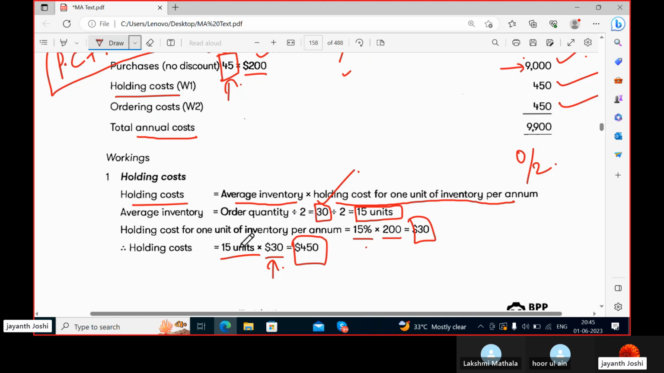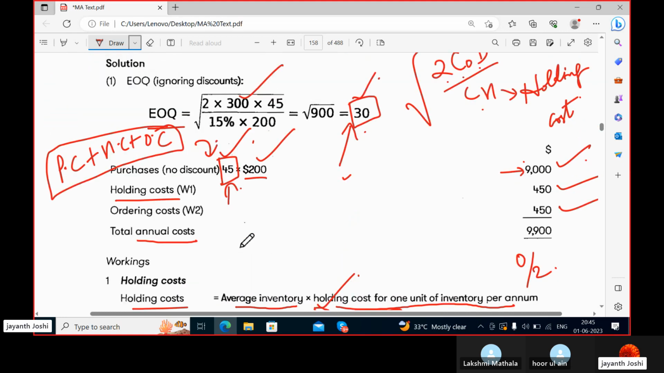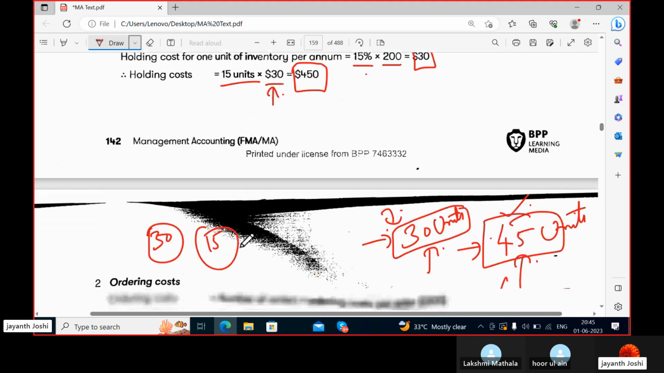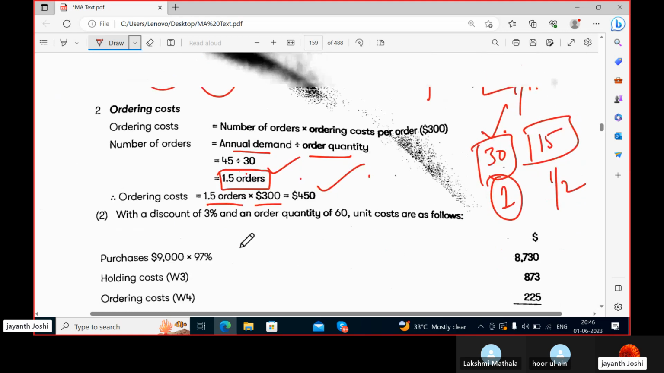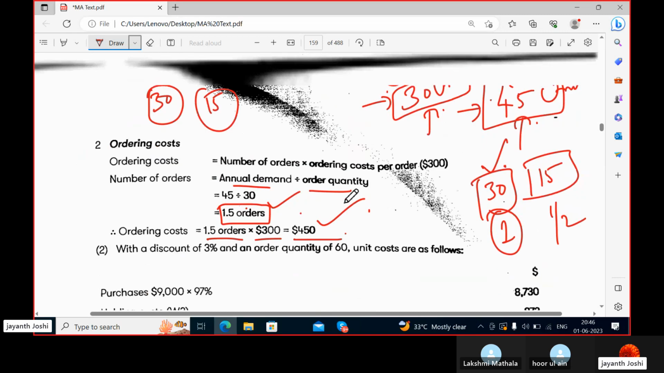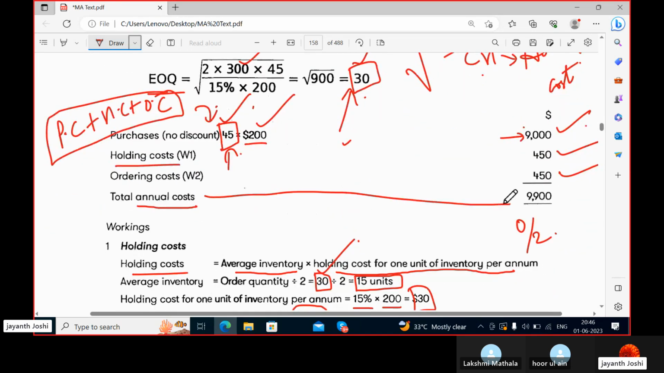And then we want to order our inventory. So how many orders do we have to make to fulfill the annual demand of 45 units while maintaining the inventory at EOQ levels? 1.5 orders into the ordering cost. So ordering cost is like for one order it is 300. So for 1.5 orders it will be 450. So we got all the costs and we added all the costs, and the total cost is 9,900.